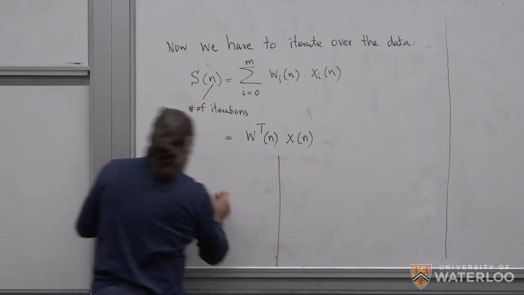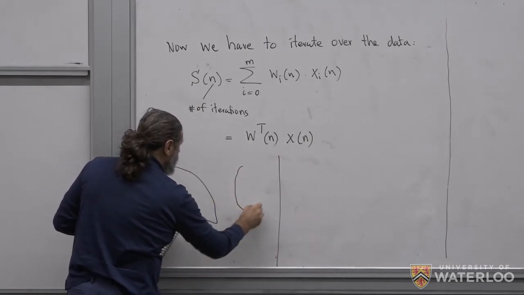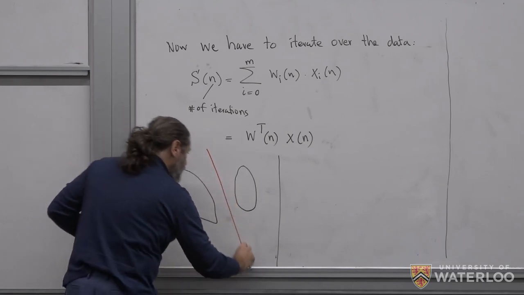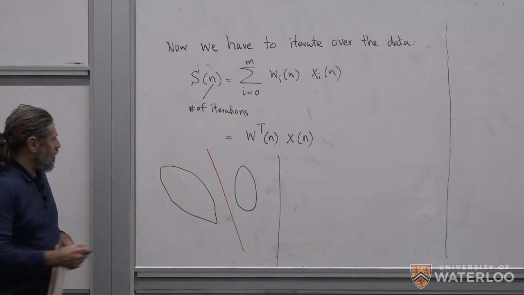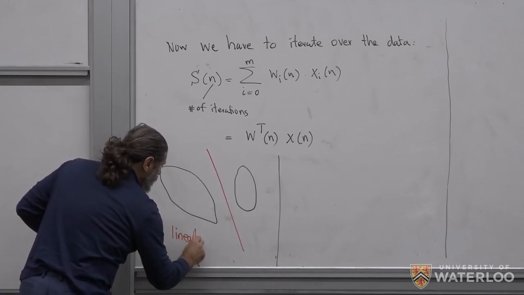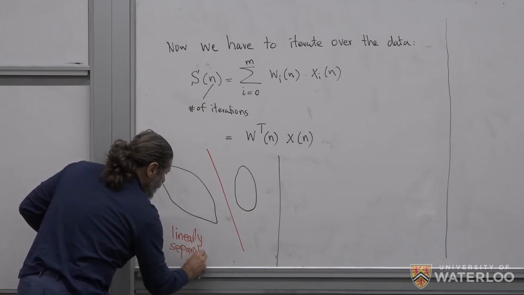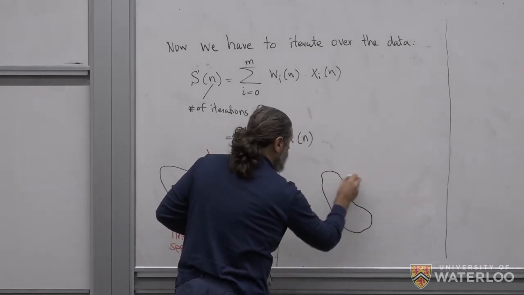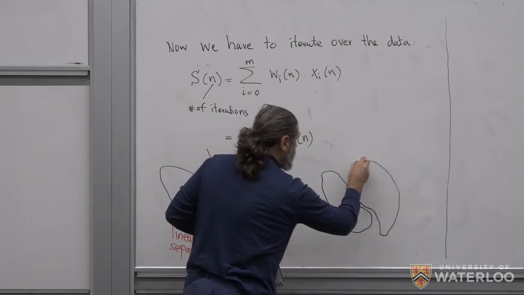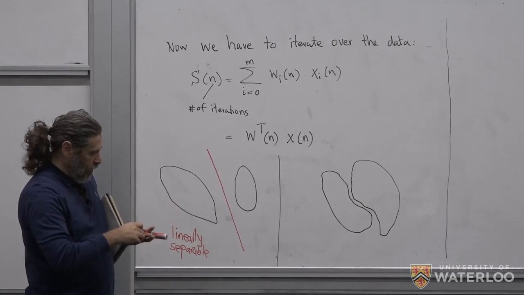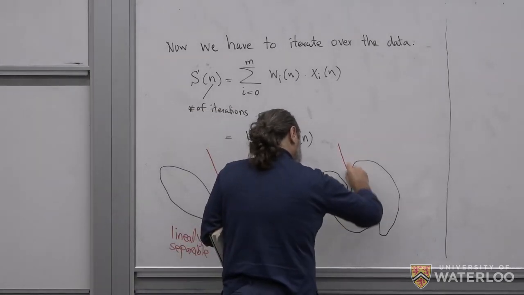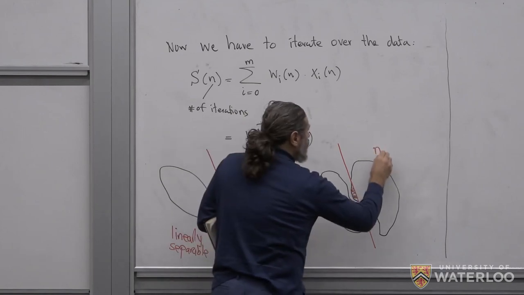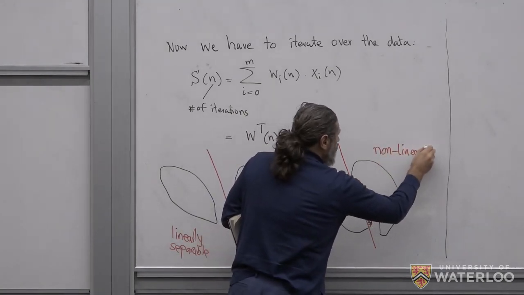Now, again, if I have a class like this, so the world is easy because I can do this. Linearly separable. The world can get nasty when I get this. Any way you draw the line, you have a mistake. So this is non-linearly separable.